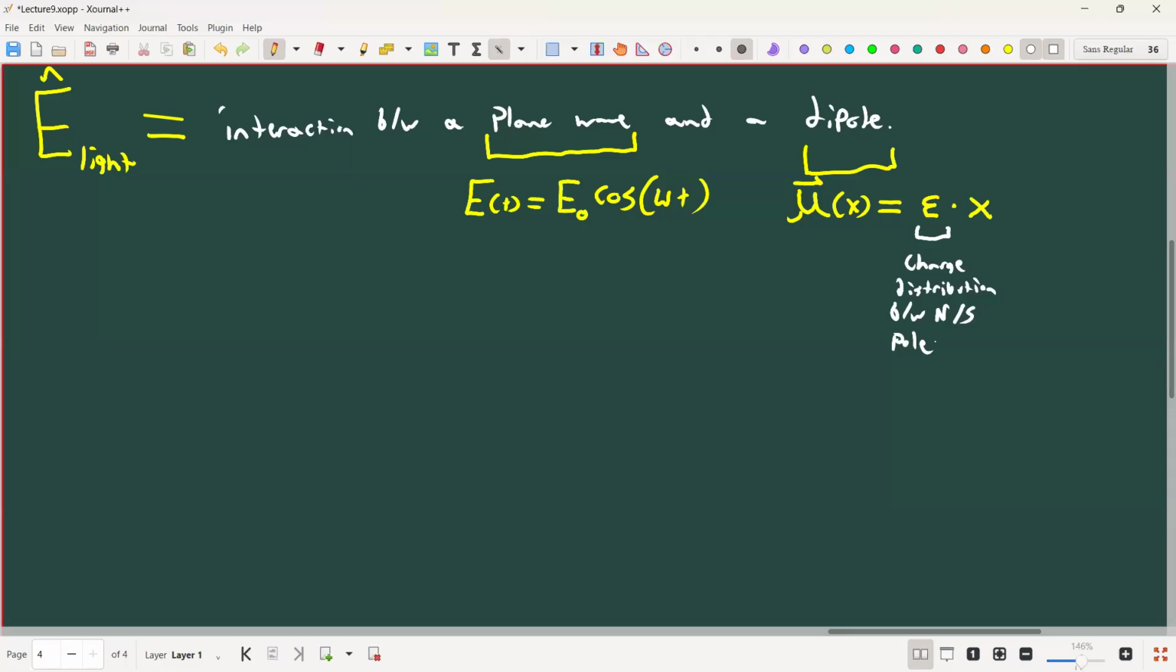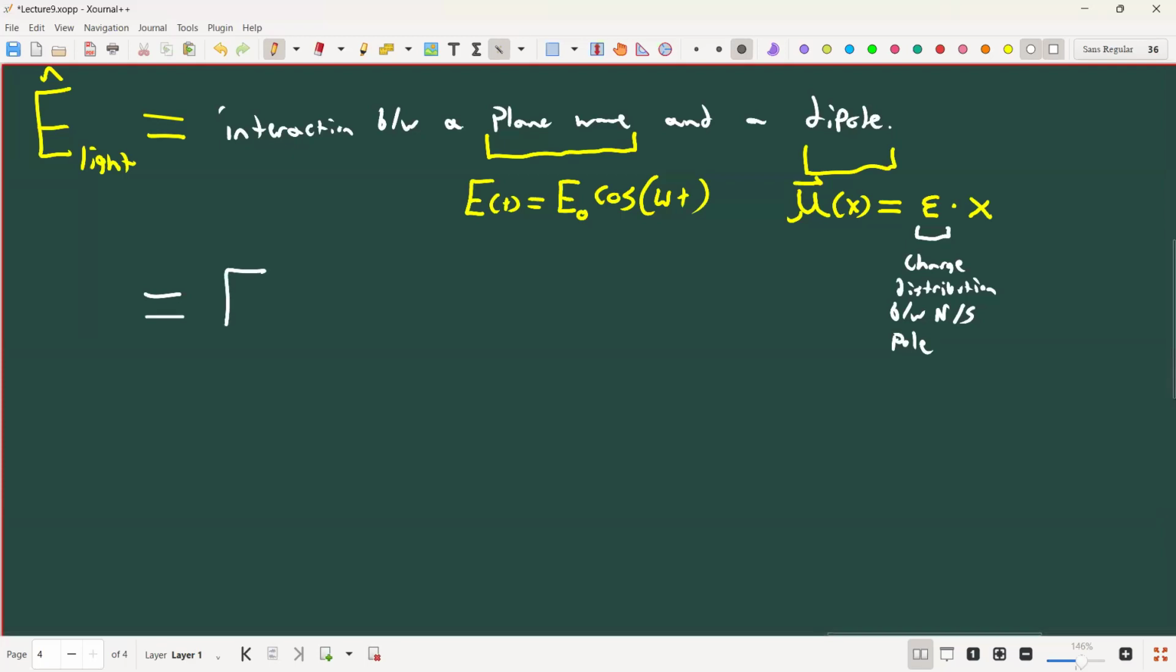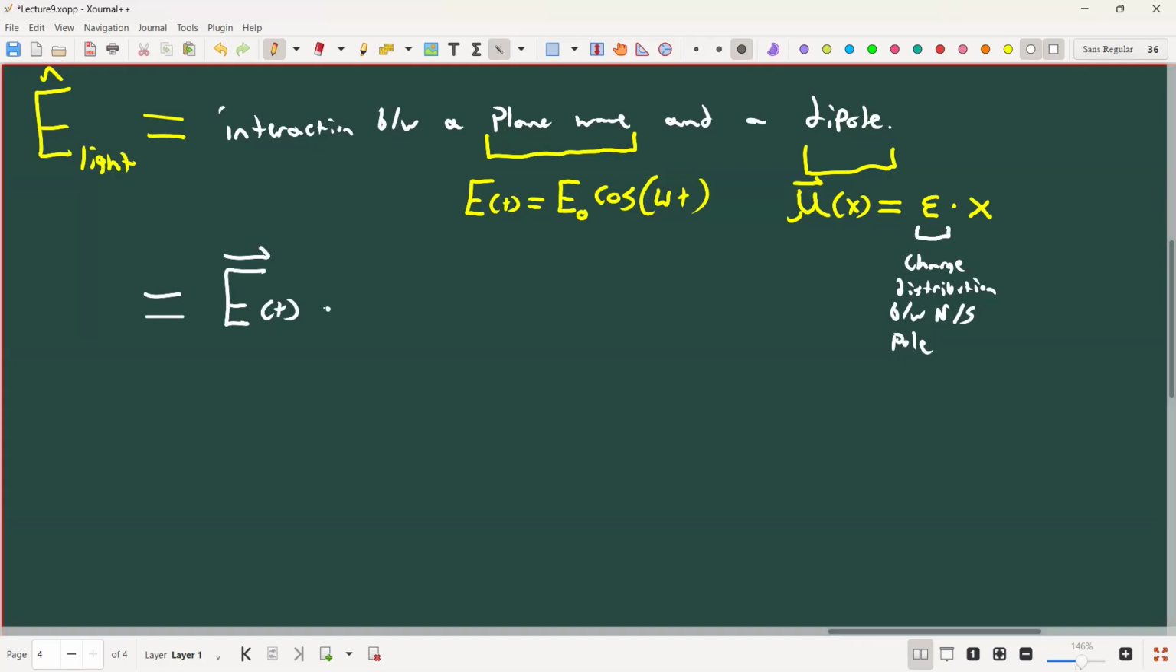And so if you go back into physics 2, electromagnetism, and you ask, what's the potential energy? What's the energy, or the interaction, you get between a light field and a dipole? Well, it's just the dot product of the two vectors. So this is just E of t, which is a vector in just the x direction, times the dipole, a function of x. This actually has units of energy. It's electromagnetic energy, the energy of the dipole interacting with a field.